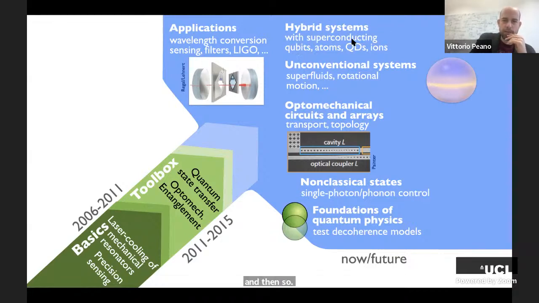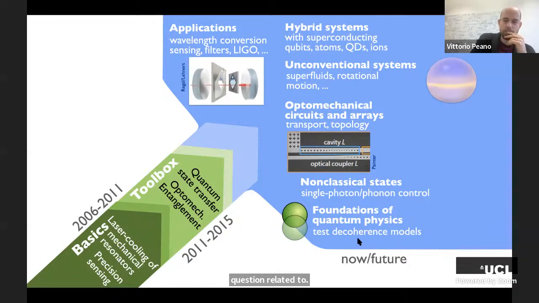Connected to this, a very fruitful and active field of research is hybrid systems: finding ways to couple optomechanical systems with other systems like qubits, atoms, quantum dots, ions. There are more and more unconventional systems, including superfluids, and systems where rotational motion is investigated. One direction is to consider systems with more and more optical modes and to investigate questions related to topological physics.